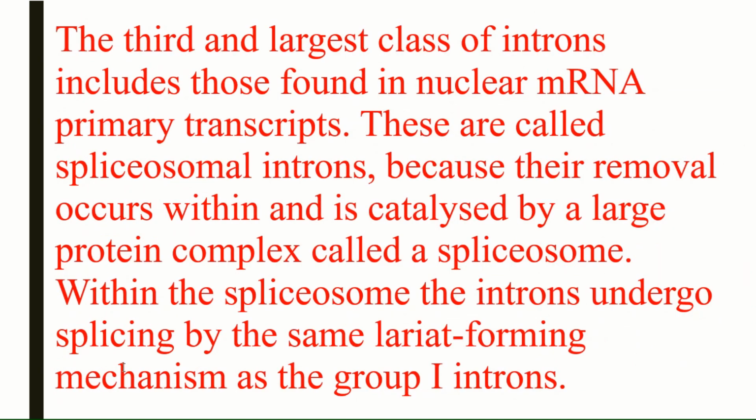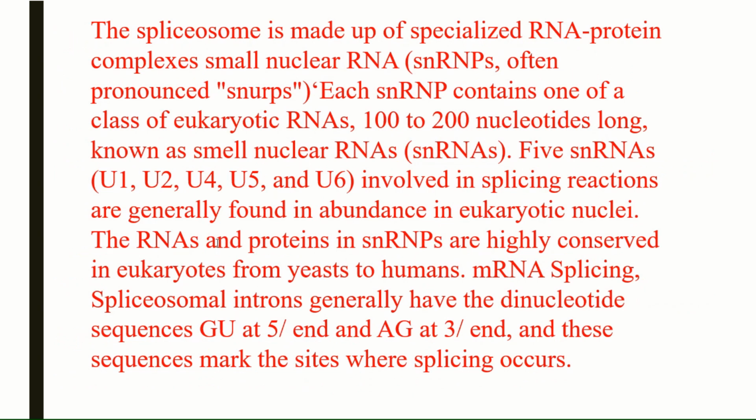The third and largest class of introns includes those found in nuclear messenger RNA primary transcripts. These are called spliceosomal introns because their removal occurs within, and is catalyzed by, a large protein complex called a spliceosome. Within this spliceosome, the introns undergo splicing by the same lariat-forming mechanism as the group 2 introns. The spliceosome is made up of specialized RNA-protein complexes and small nuclear RNAs.